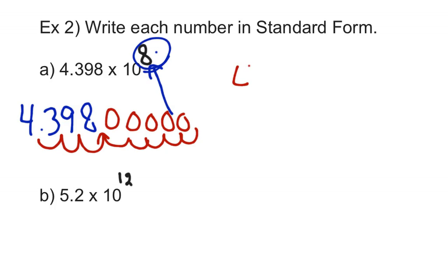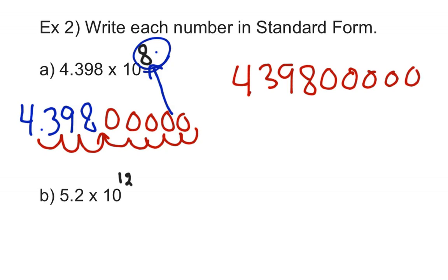So I rewrite this. 4, 3, 9, 8. And it looks like 1, 2, 3, 4, 5 zeros. I'm going to put my commas in, which are starting from the right every 3. So 1, 2, 3, comma, comma, and no more commas there.